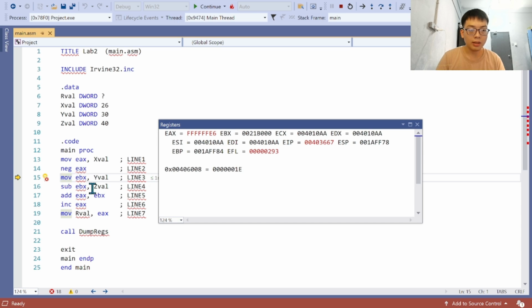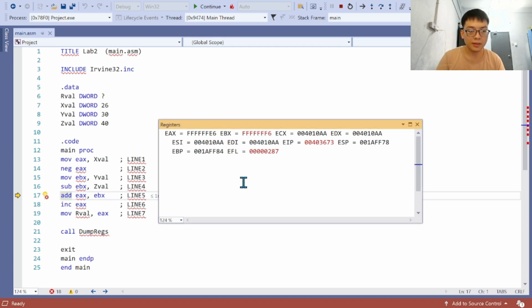And this line moves the Y-val into EBX, and the memory of EBX is temporarily used to store the value of Y-val. After execute this line, the EBX holds the value 1E. And this line subtracts the Z-val from EBX. And the memory of ECX is temporarily used to store the value of Z-val. After execute this line, the EBX subtracts the Z-val and becomes negative.